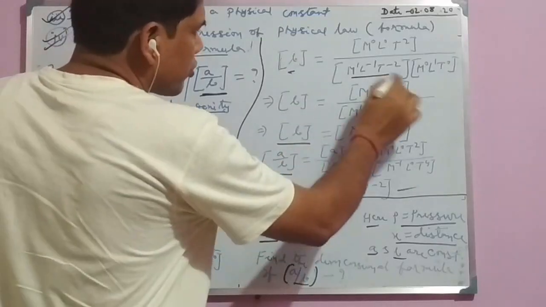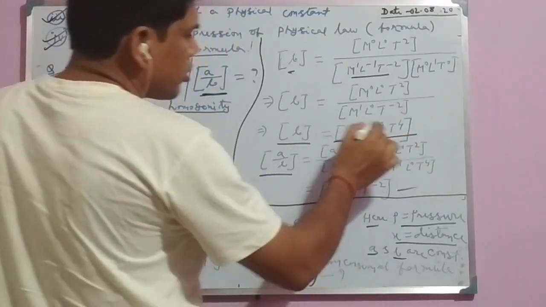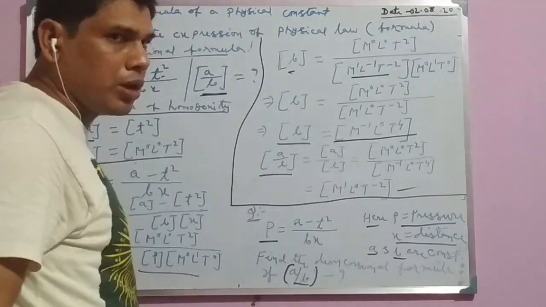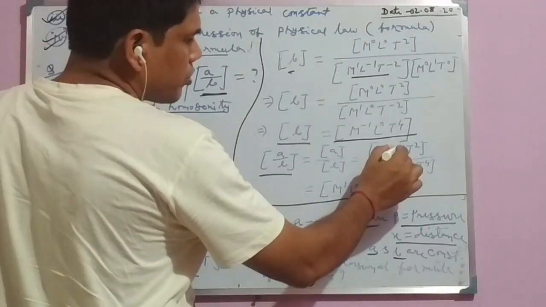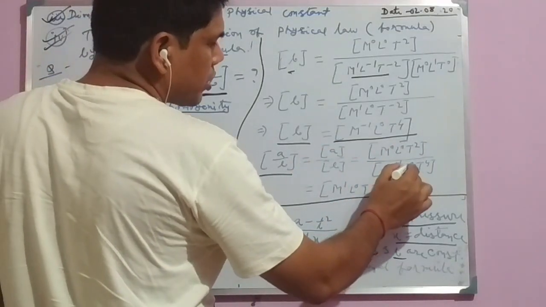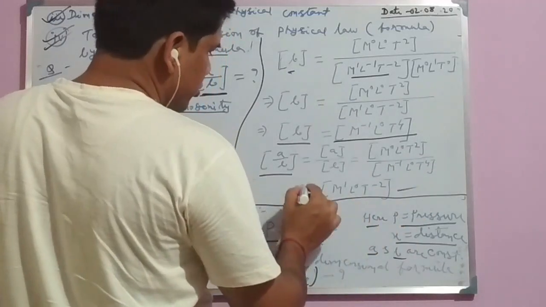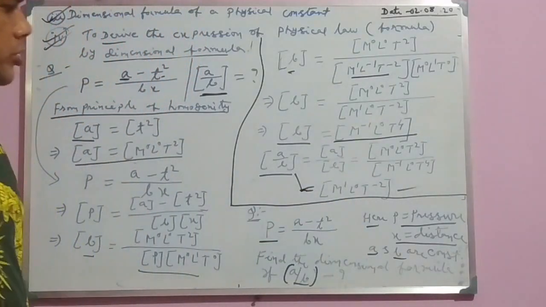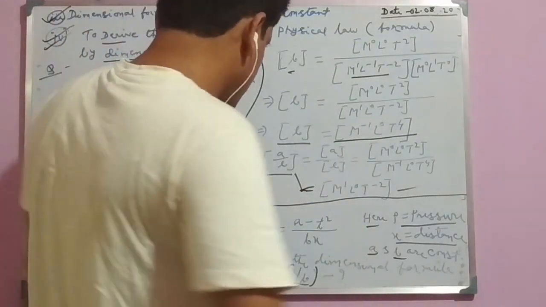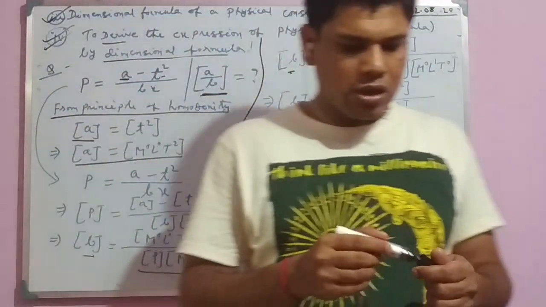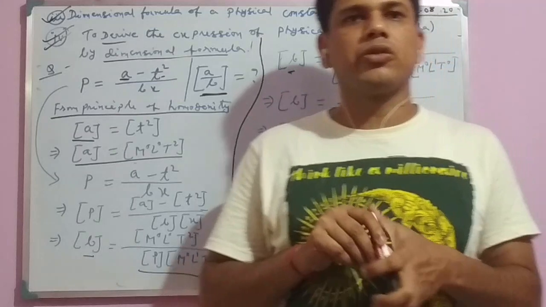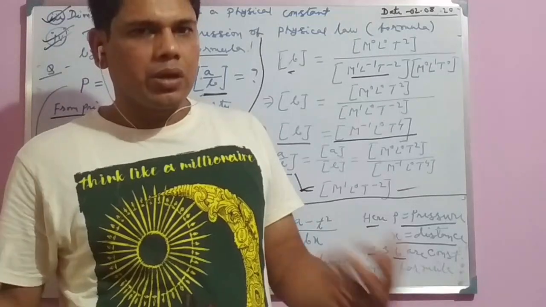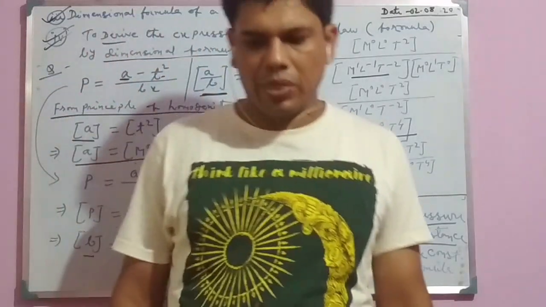Now after solving this, ultimately we will get b equal to m to the power minus 1 l square t to the power 4. So the dimensional formula of a by b equal to m to the power 0 l to the power 0 t to the power 2 divided by m to the power minus 1 l to the power 0 t to the power 4. So the dimensional formula is equal to m to the power 1 l to the power 0 t to the power minus 2. In this way we can use the principle of homogeneity to find the dimensional formula of a given constant in an equation.